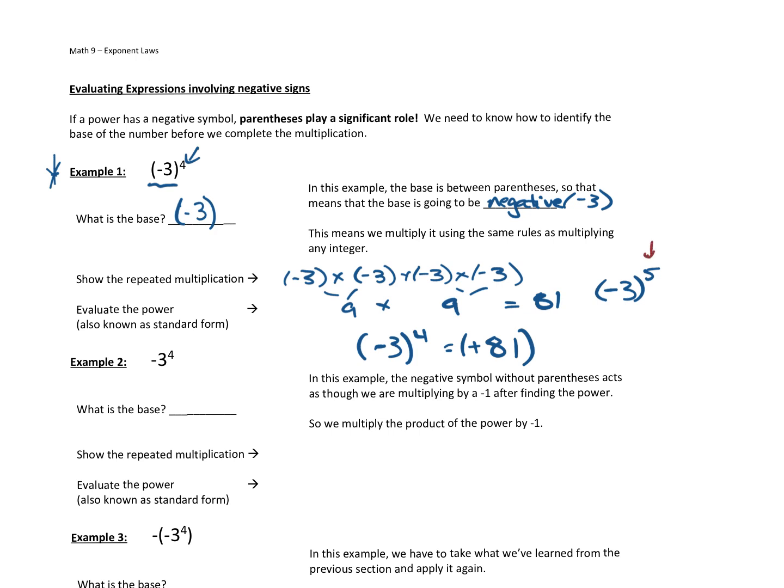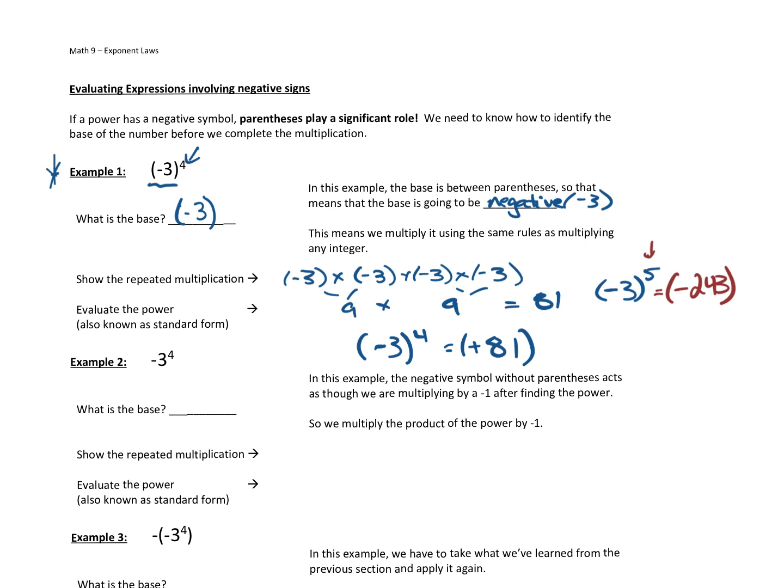Say I had (-3) to the power of 5 in parentheses. Because I have 5 negatives, or 5 integers, that means automatically my answer is going to be negative. We saw in the last example that 3 to the power of 5 is 243, so it would be -243.